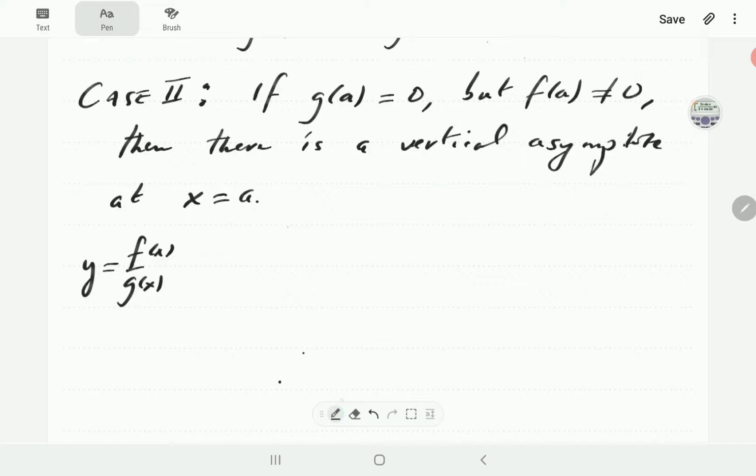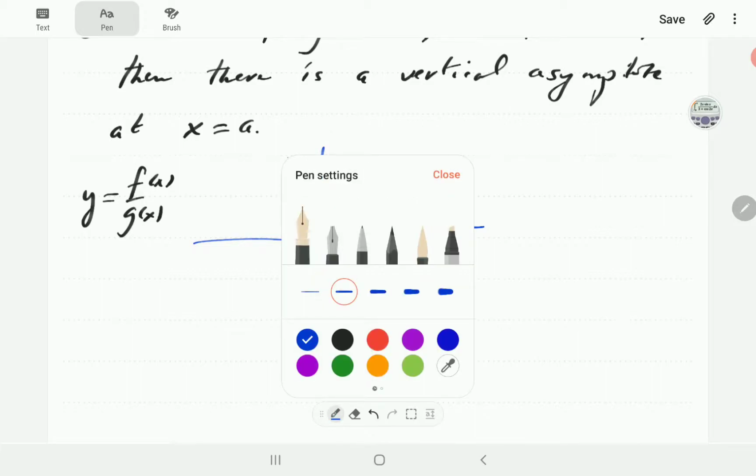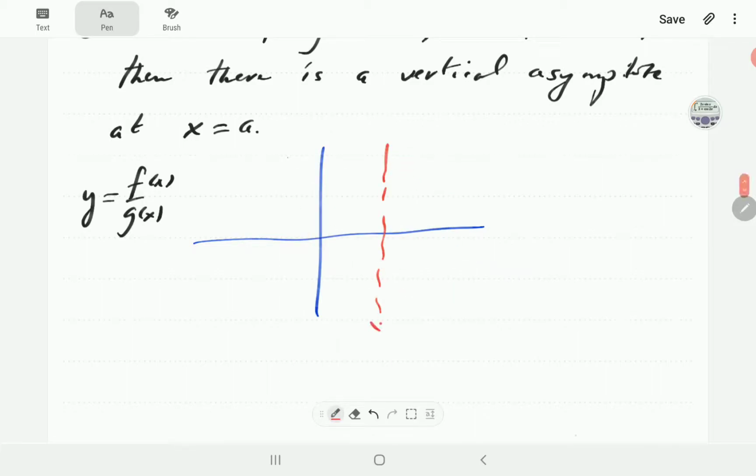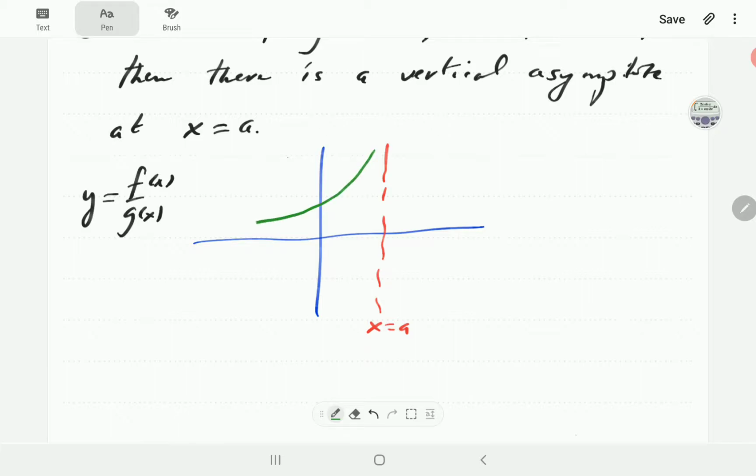Now, whenever there is a vertical asymptote, the graph should not cross the vertical asymptote. And in fact, there are going to be 4 cases that arise. I'm just going to quickly sketch through them. So if this is x equals a, case 1, then the graph should not cross this vertical asymptote. So either on the left-hand side it goes to infinity, on the right-hand side it goes to minus infinity. This is one possibility.